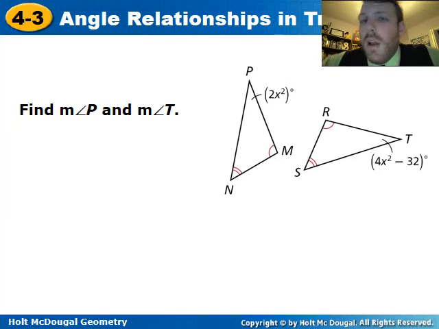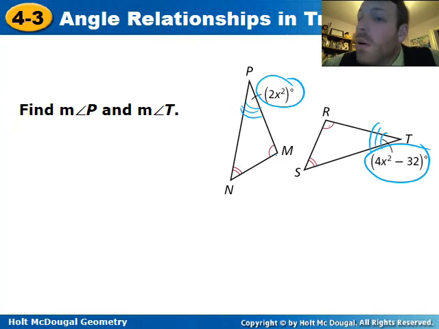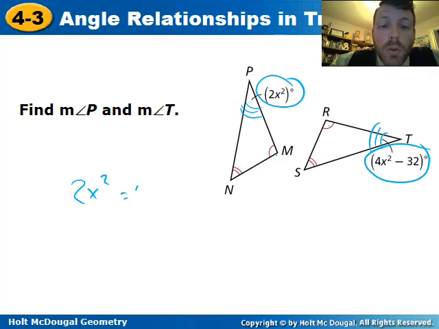All right, let's look at our last example for the evening, applying the third angles theorem. Since N is congruent to S and M is congruent to R, that means we know that P has to be congruent to T. If they're congruent, they have the same measurement. So if they have the same measurement, I can set these two things equal to one another. All I'm going to do is 2x squared equals 4x squared minus 32.